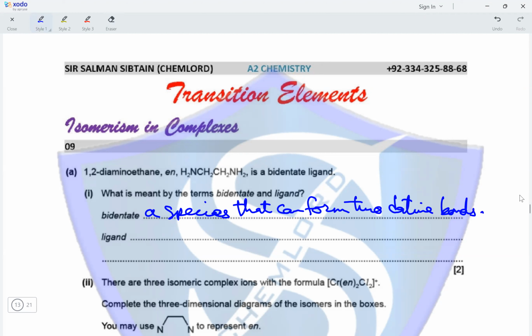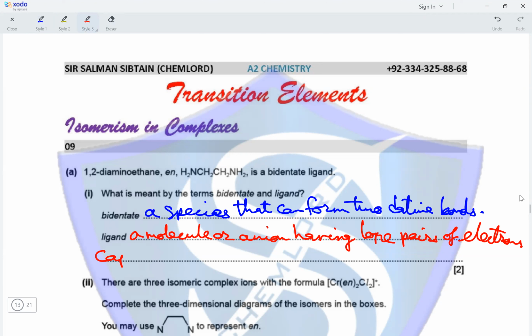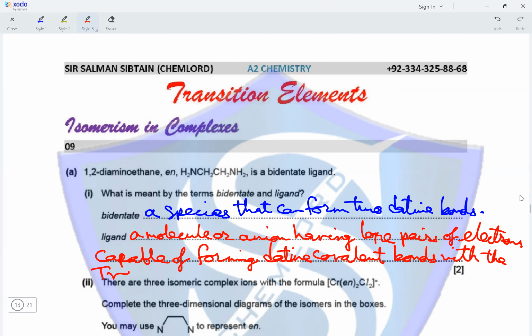And a ligand stands for a molecule or anion having lone pairs of electrons capable of forming dative covalent bonds with the transition metal ion.